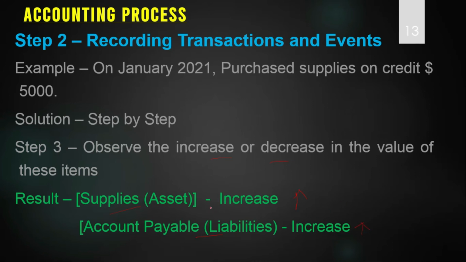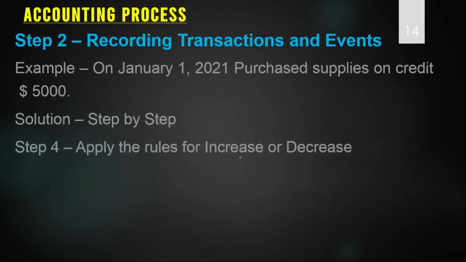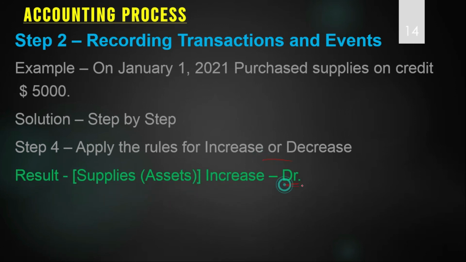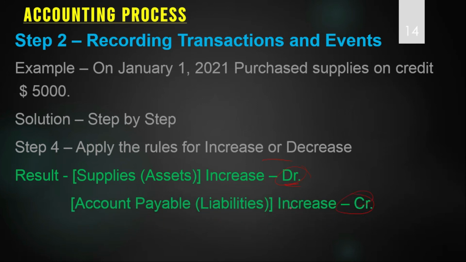We have found the increase in both the cases. It is possible, as I told you. So asset increase and liability increase. Apply the rules at step 4. Apply the rules for increase or decrease. So assets increase is debited and liability increase is credited. So automatically one item goes to debit and one item goes to credit. If you want to check it, you can go to slide number 7, then you can find it. In this way we have done with the items debit and credit.